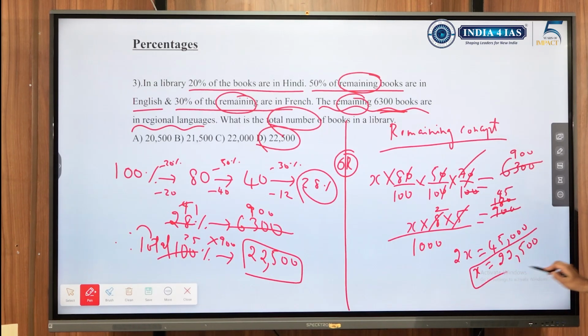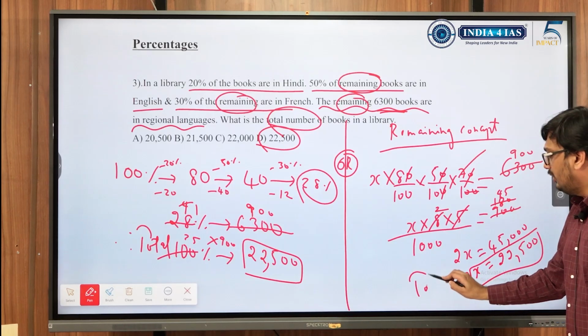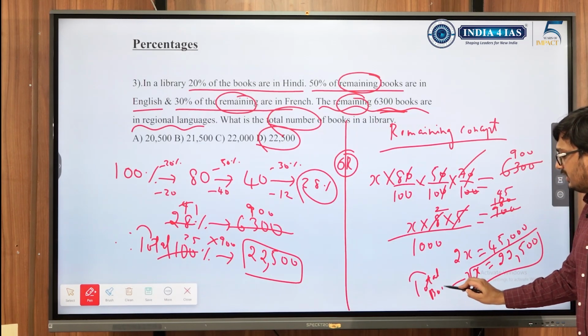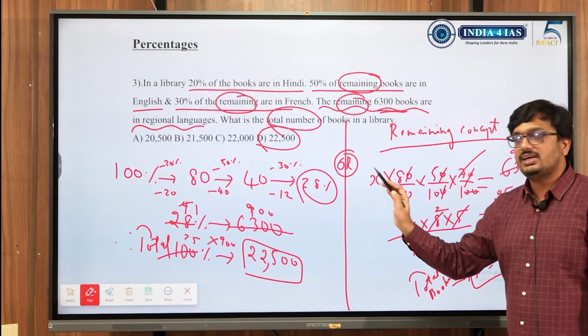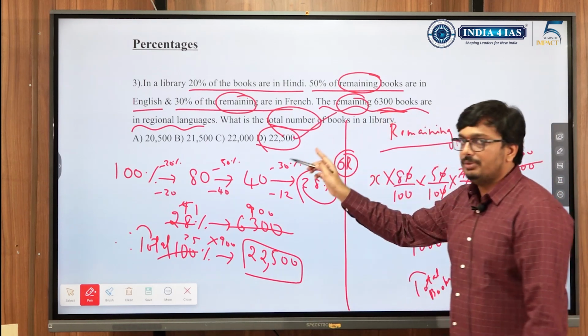We know what X is. X is nothing but total books. So, to do simplification, you should know tables very well, learn tables correctly. So, option D will be the correct answer.